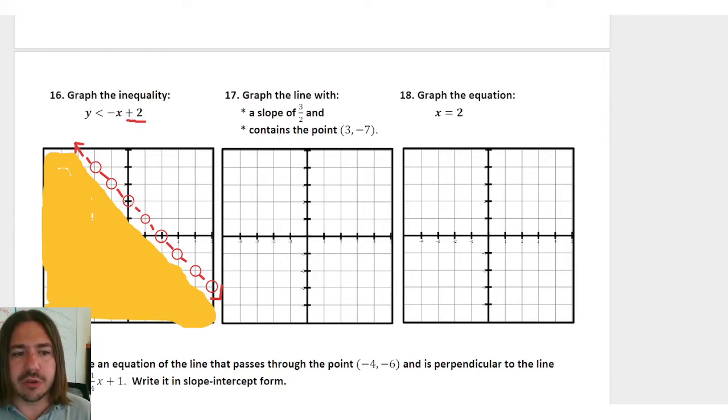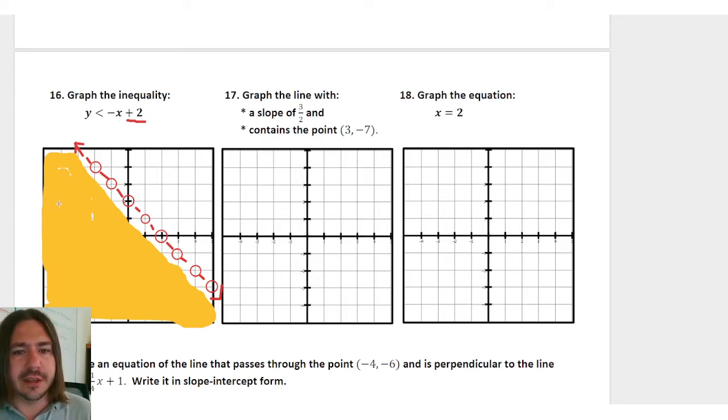It will not be true for the points on the line, like 0, 2, for instance. If I plug in 0 here, 2 is not less than 2. If it was less than or equal to, it would count. And so that's why we differentiate between the dotted and the solid lines.